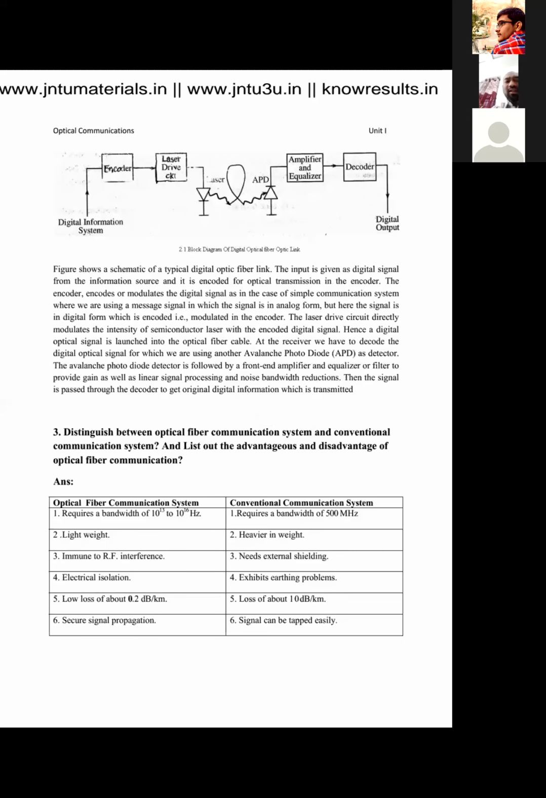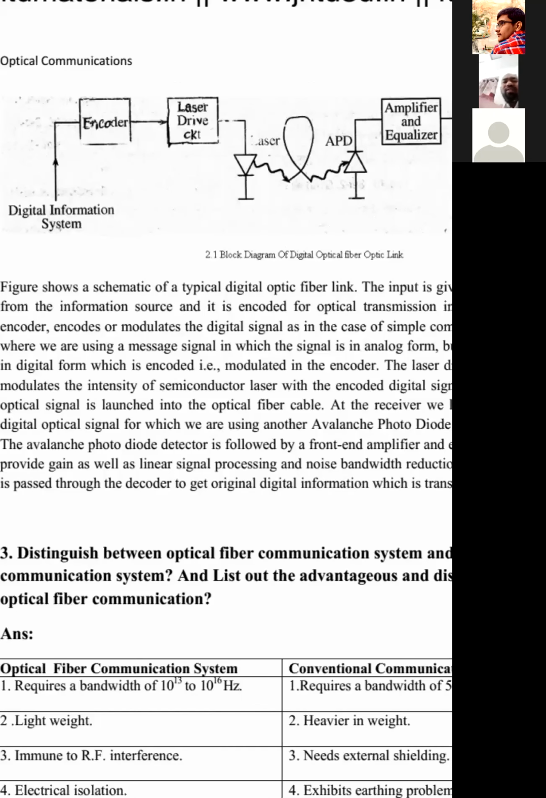See here. Now your information source is digital in nature. Can you see it here? Your information source is digital in nature. What you are doing to the data, you are encoding at the transmitter. Then you have to use an optical source. I said the optical source can be an LED or a laser diode.